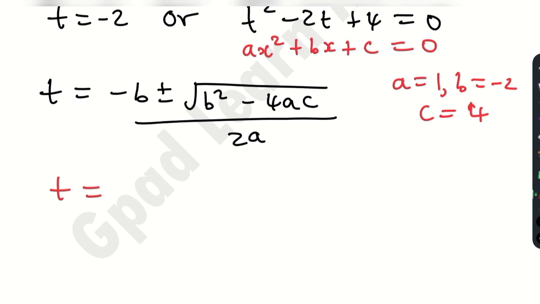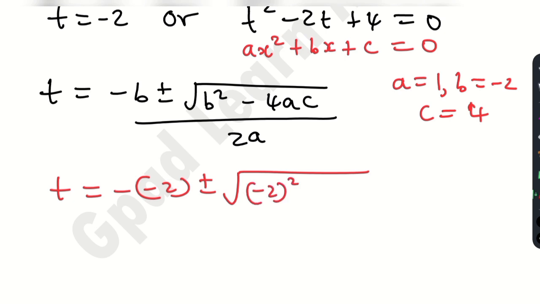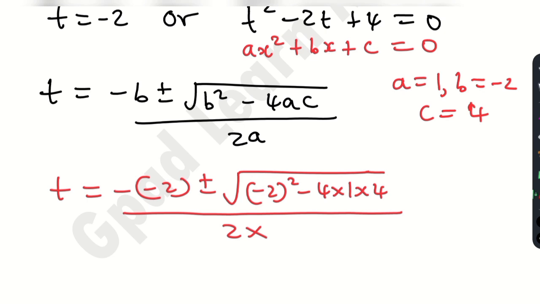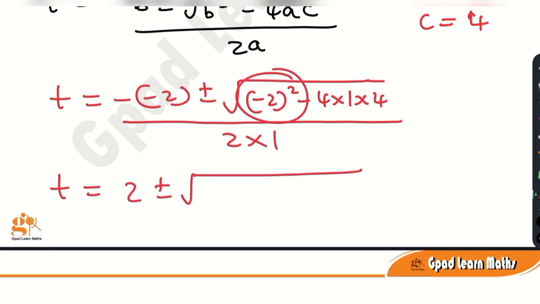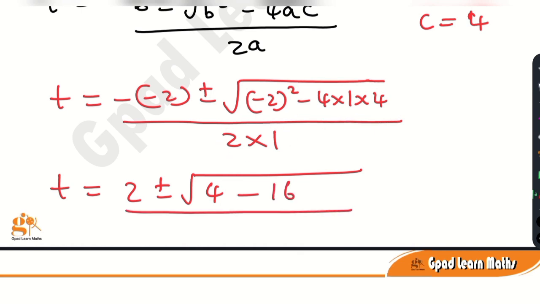So t will be equal to minus b, which is negative 2, then plus or minus the square root of b, that's negative 2, squared, minus 4 times a, which is 1, and c, which is 4, all divided by 2 times a, which is 1. Okay, so simplifying this, I'm going to have minus times negative 2 is positive 2, plus or minus the square root of negative 2 squared, that's 4, then minus 4 times 4 is 16, all divided by 2 times 1 is 2.